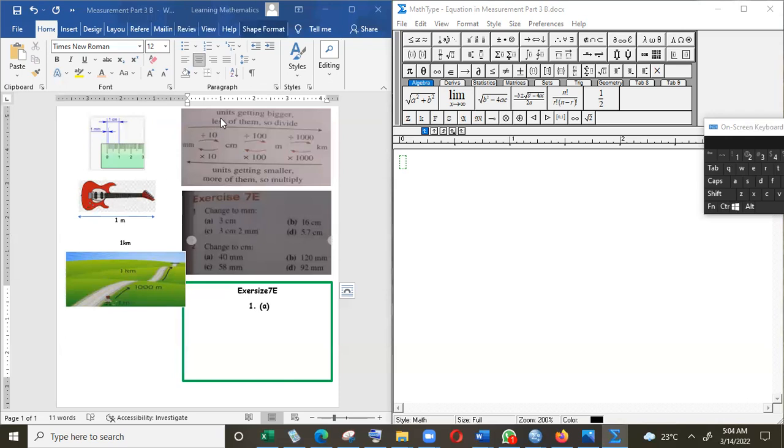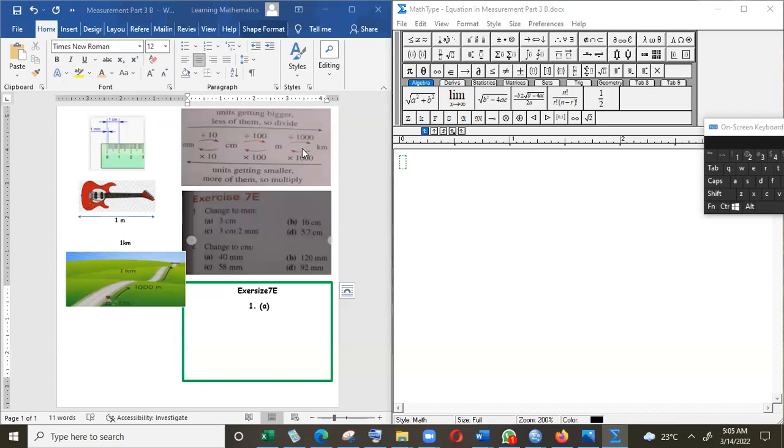Now when it says here the units are getting bigger, so from millimeters to centimeters to meters to kilometers, you have to divide. From millimeters to centimeters, you divide by 10. Centimeters to meters, you divide by 100. Meters to kilometers, you divide by 1,000. So if you want to change from a smaller to a bigger unit, you have to divide.